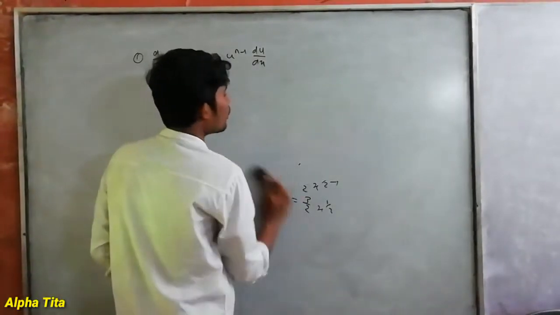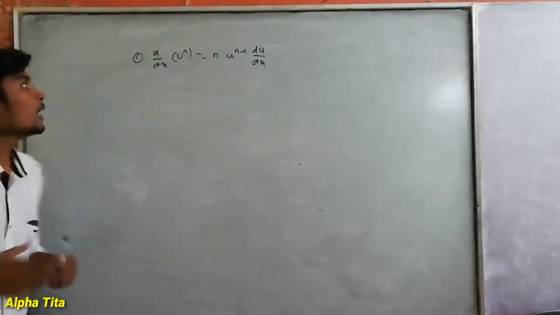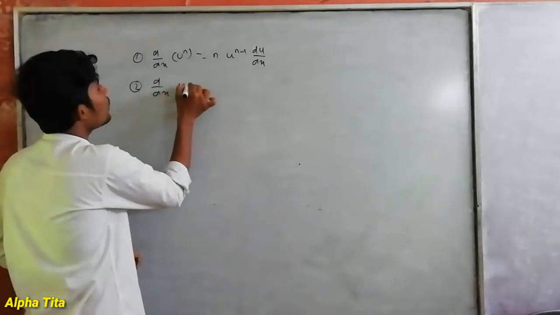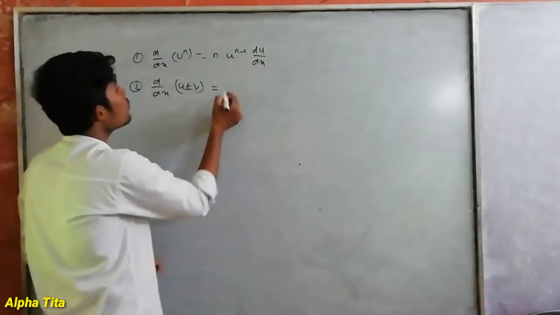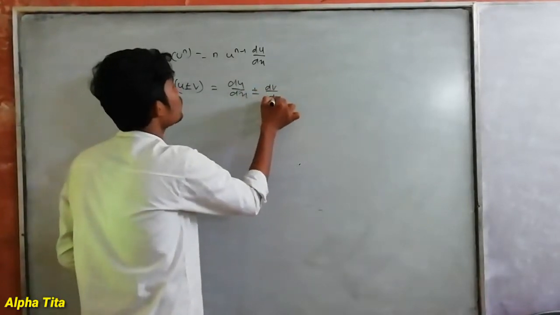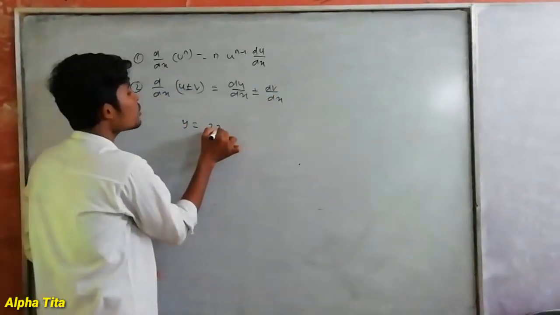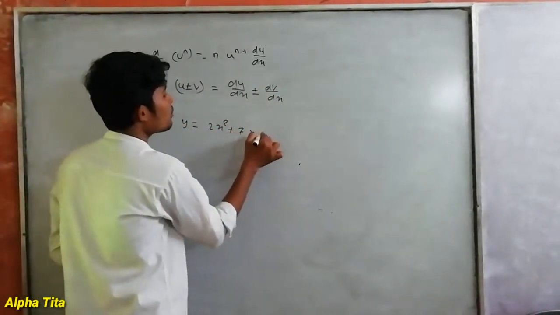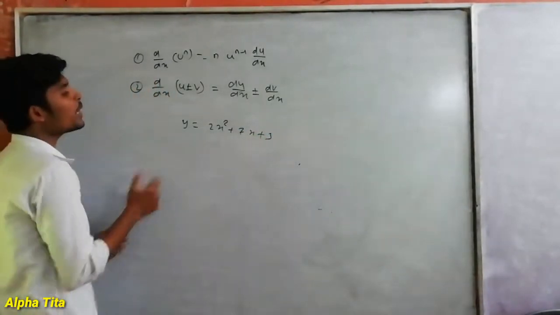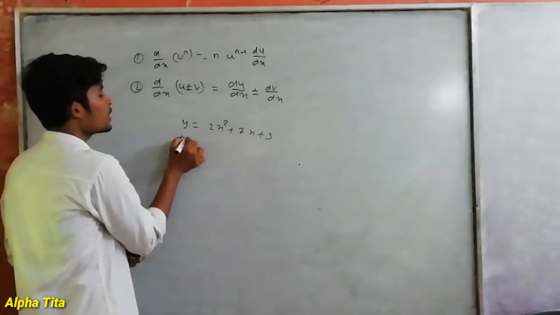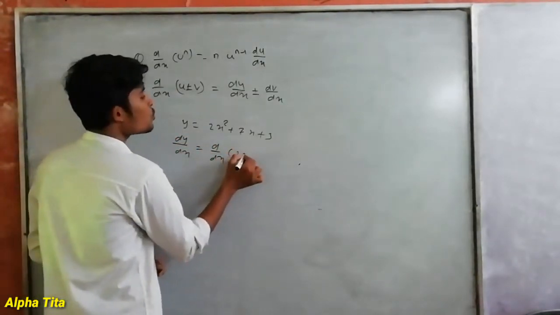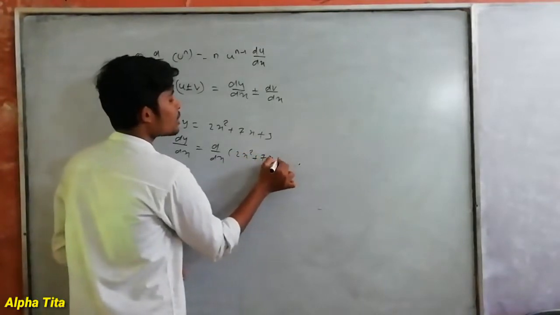If you know another formula, d by dx of u plus or minus v, what do you get? du by dx plus or minus dv by dx. If y equals 2x square plus 7x plus 3, then what is dy by dx? Simple things. You have to find dy by dx, taking d by dx of 2x square plus 7x plus 3.